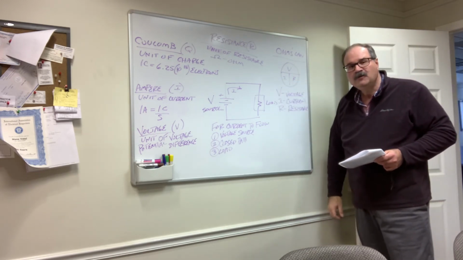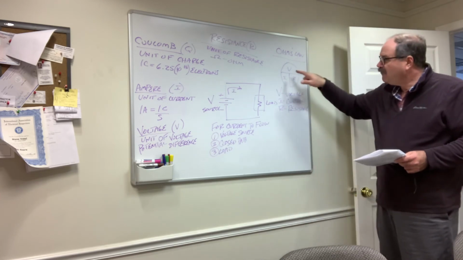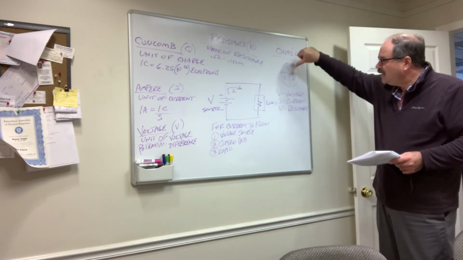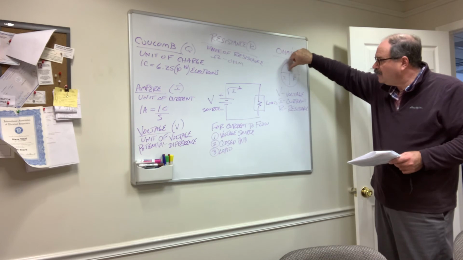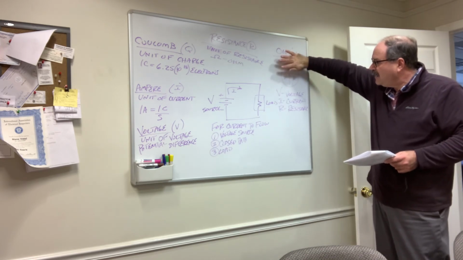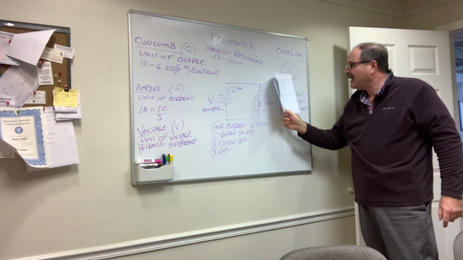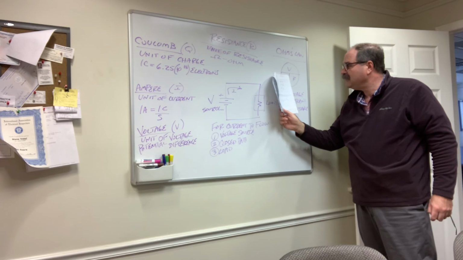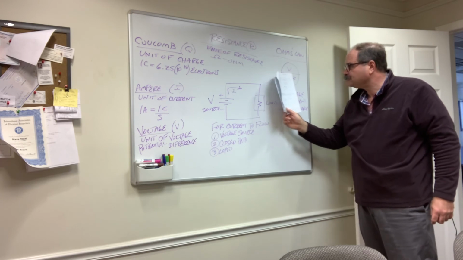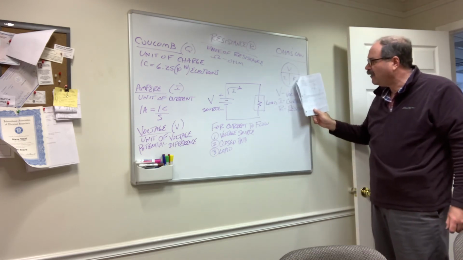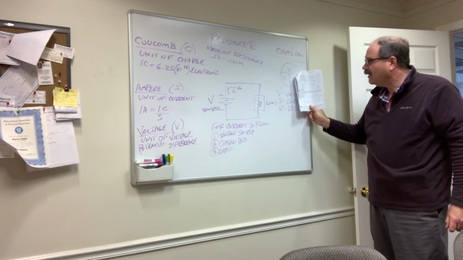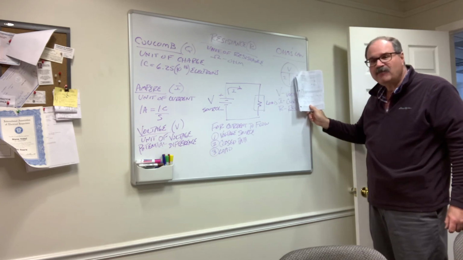So how you use the Ohm's law wheel, if I have to solve for voltage, I put my finger over V, or I cover V, and V is going to be equal to I times R. If I have to solve for I, I cover I, I is equal to V divided by R. If I have to solve for R, I cover R, R is equal to V divided by I.